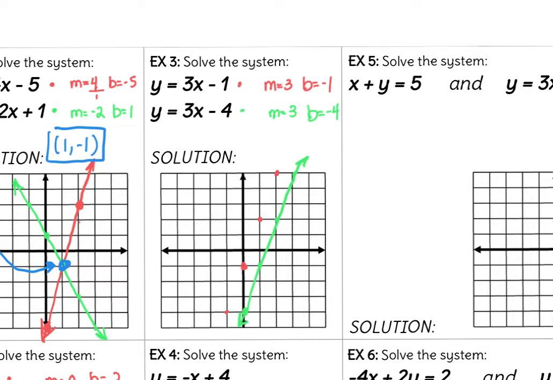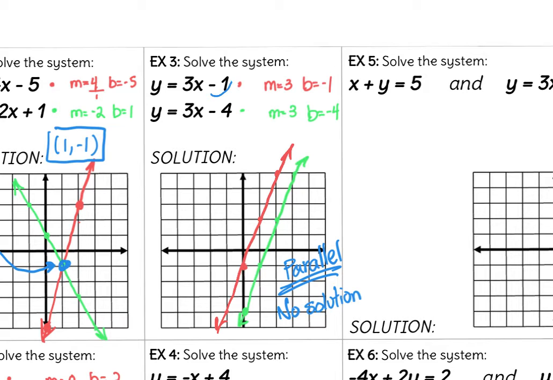Okay. All right, so now we can see it better. My line is nice and straight. So these are parallel lines, okay? Parallel lines are no solution, and that's because they never intersect. And we can actually pick this up right here.